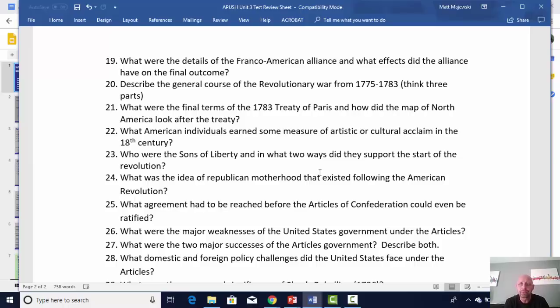Number 22, by the way, how did that affect the map of North America? Well, England has Canada, but that's it. Spain has everything west of the Mississippi. The U.S. now has everything east of the Mississippi River.